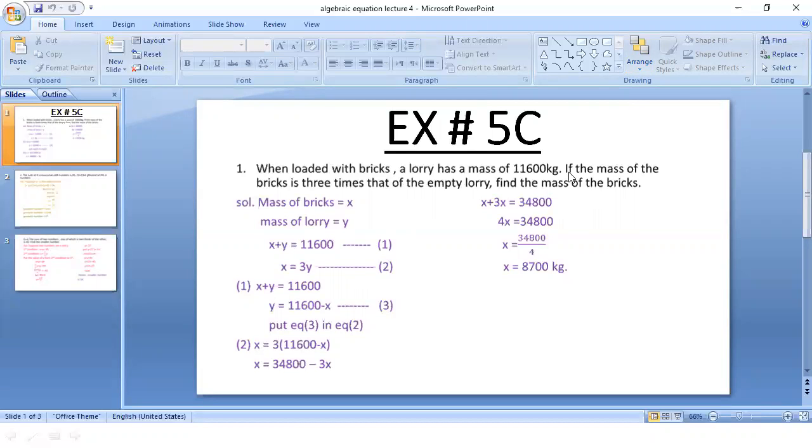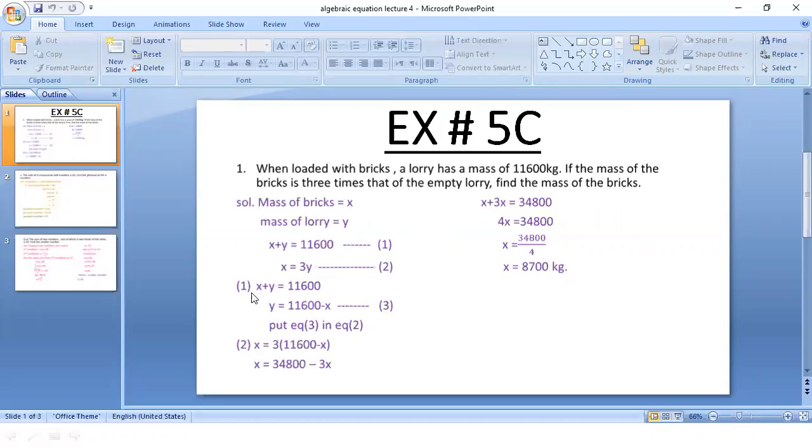And then read the second point. If the mass of the bricks is 3 times that of the empty lorry. So here mass of bricks is 3 times the lorry. So x is equal to 3y because x is mass of bricks and y is mass of lorry. This is the second condition.